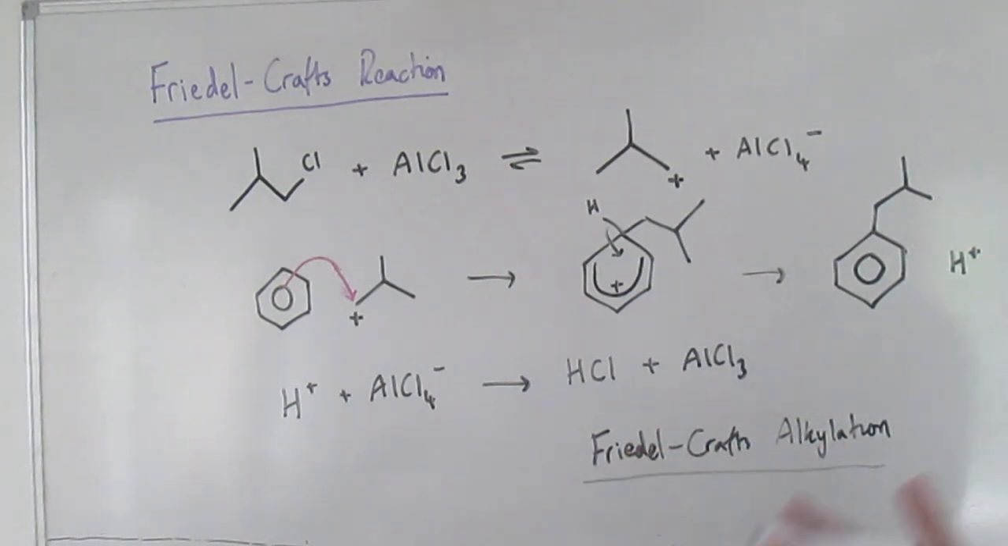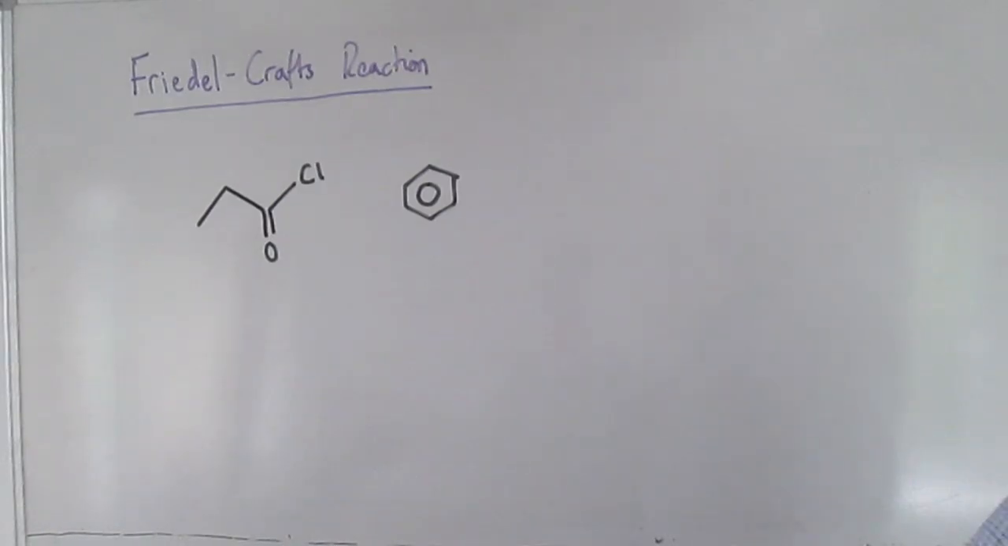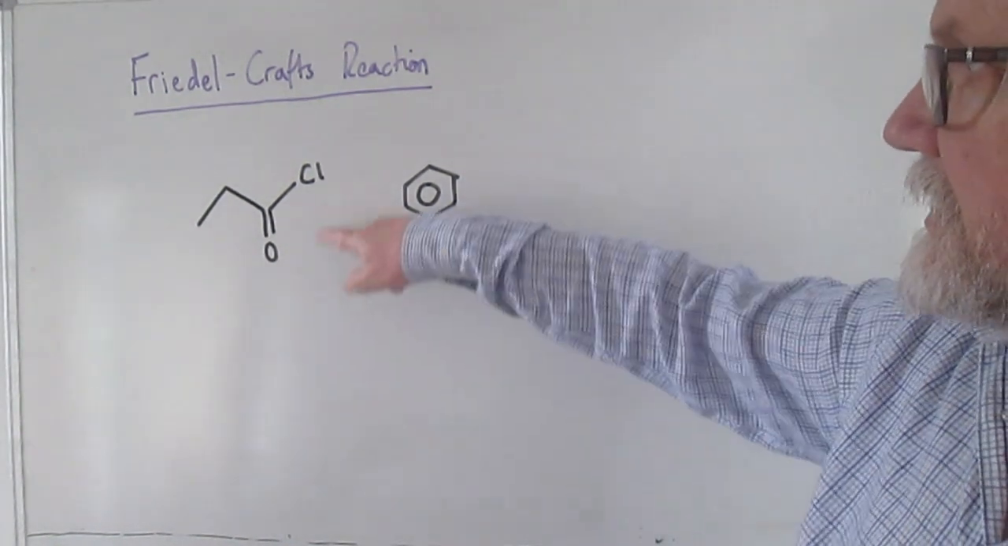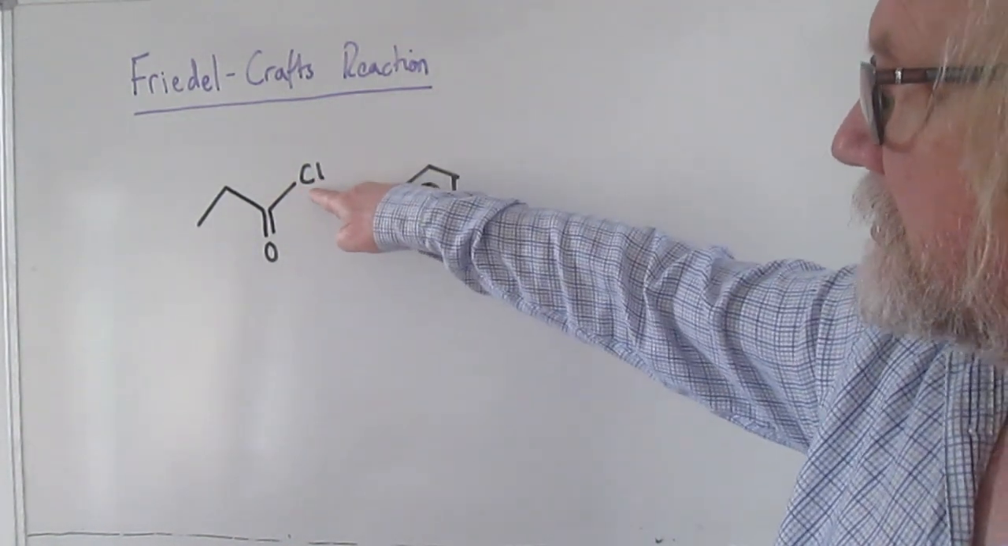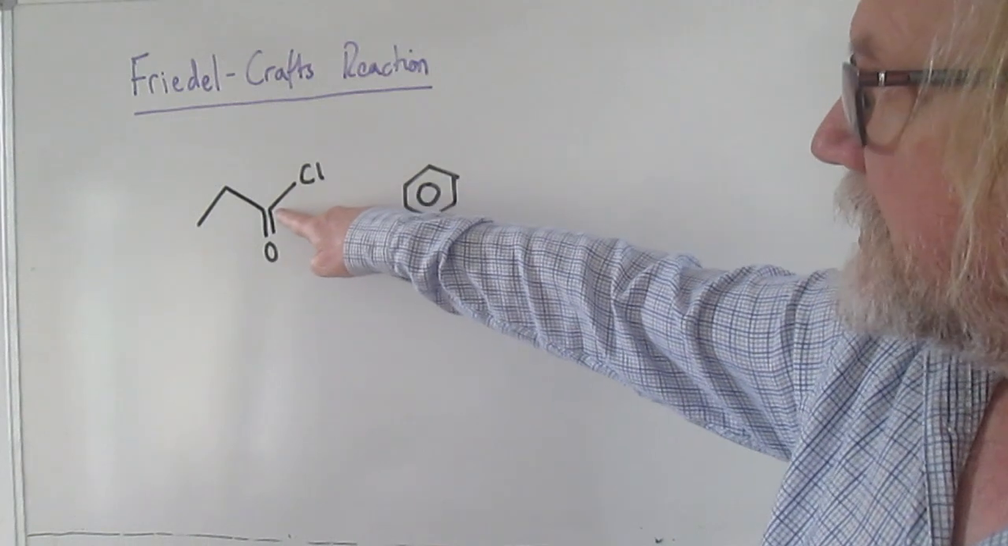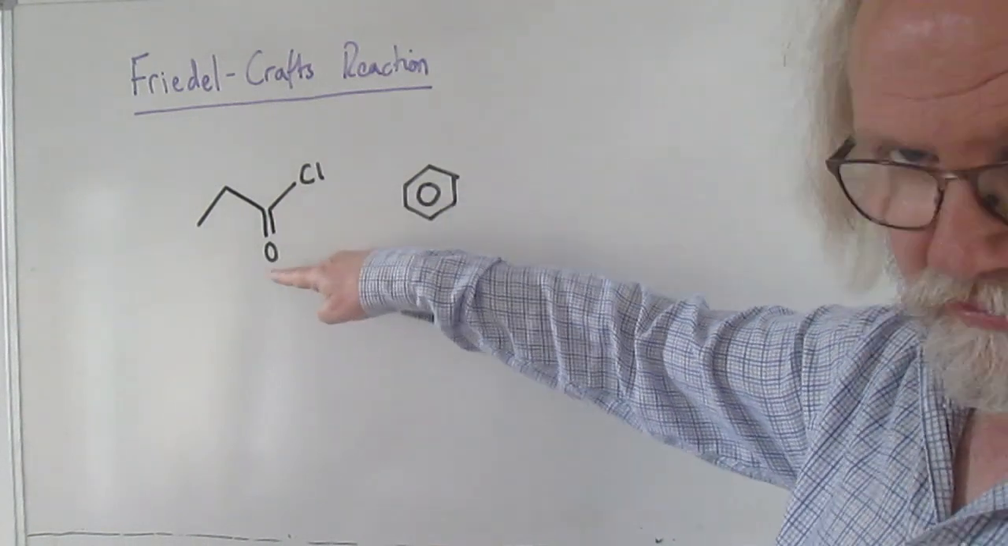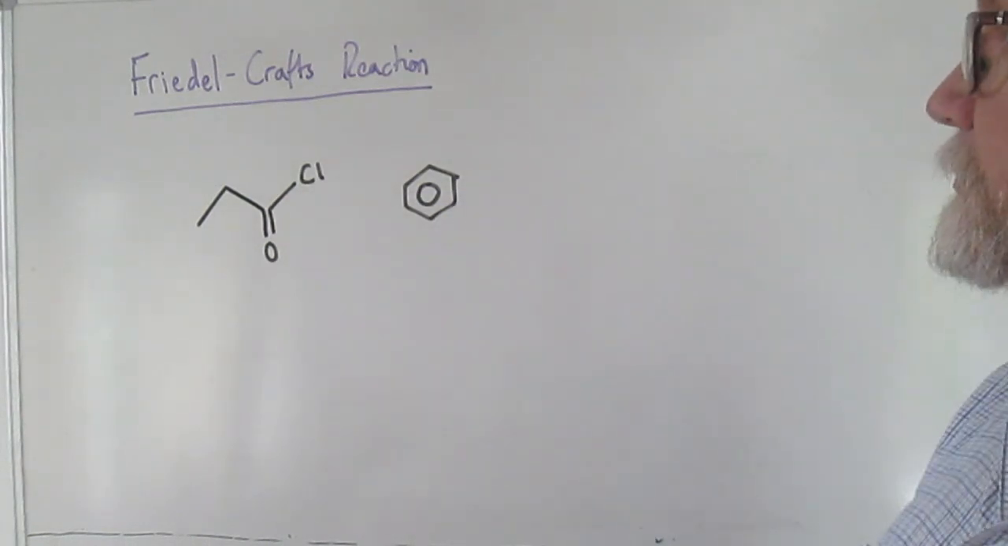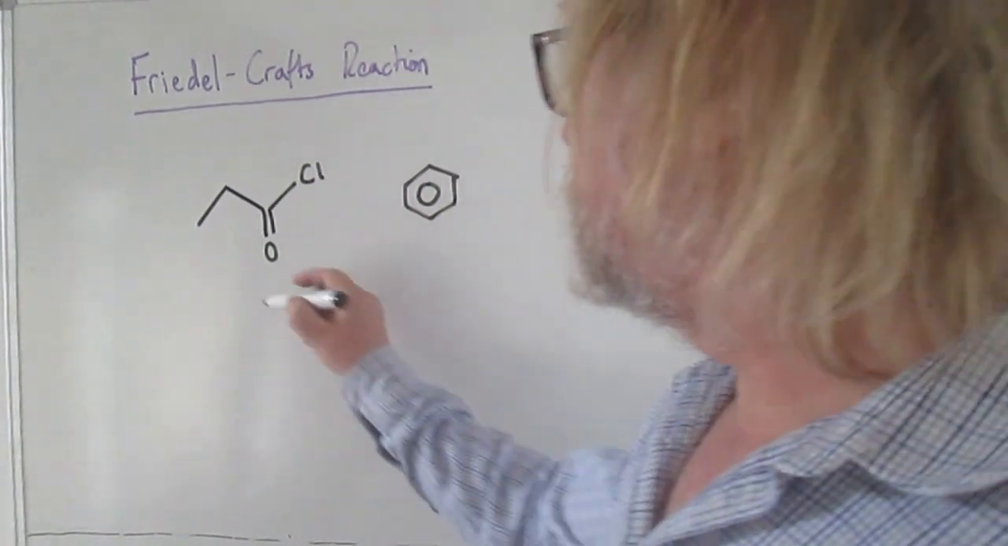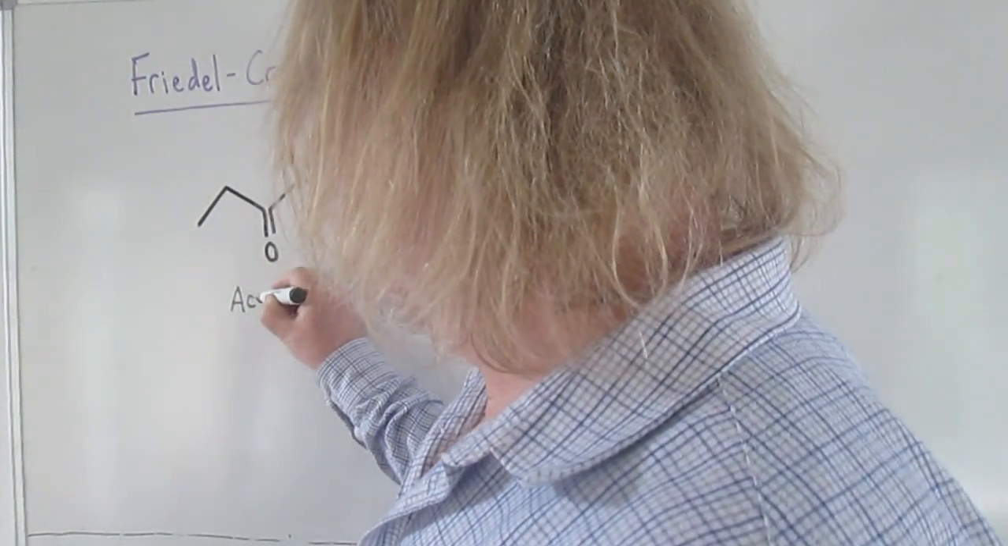There is another version of the Friedel-Crafts reaction which you also need to know, which is called Friedel-Crafts Acylation. Let's have a look at that. Friedel-Crafts Acylation uses a compound that looks like this. So it's a bit like a haloalkane. It's got the halogen group, but instead of just being attached to a normal carbon, it's attached to a carbonyl group. Now, this is a kind of compound we haven't met before. It's called an acyl chloride.